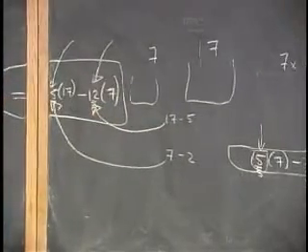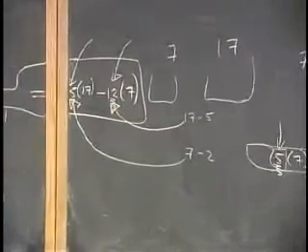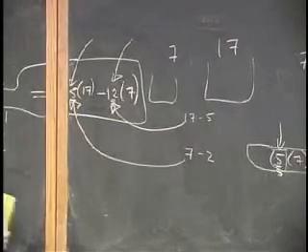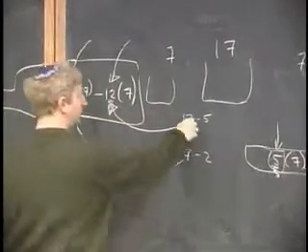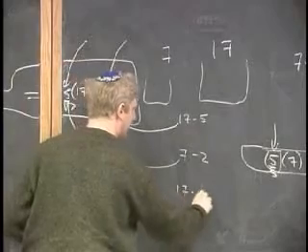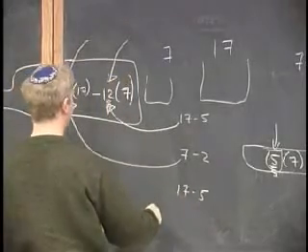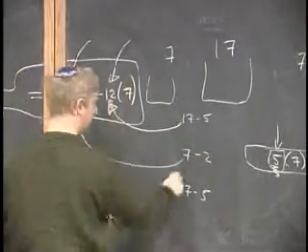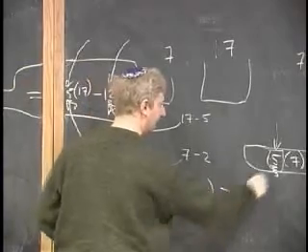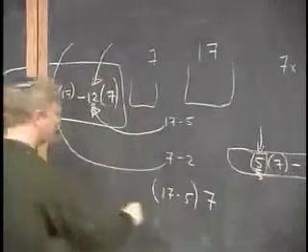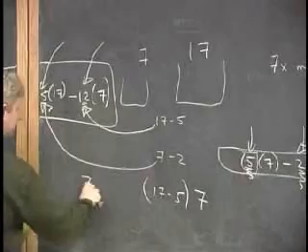Now that shouldn't be a surprise, and I want to convince you that it's not magic, that it actually makes a lot of sense. Let's take 17 minus 5 and put it in front of 7. And let's take 7 minus 2 and put it in front of 17.